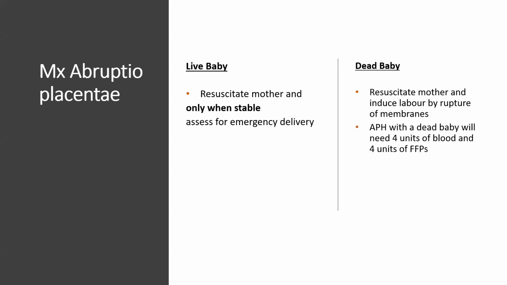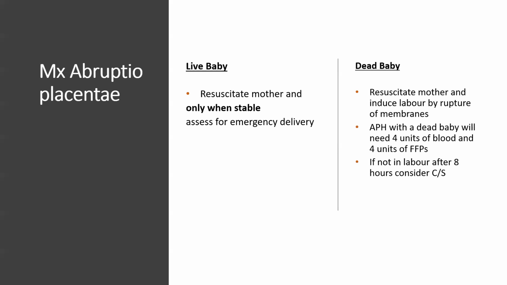Induce labor by rupturing membranes, order 4 units of blood, 4 FFPs. And the main thing here is that you must give these 4 units of blood and FFPs before this mom delivers, because you want to optimize the mom. You know the mom is going to have postpartum hemorrhage. So you don't want the mom to have postpartum hemorrhage in the background of an unresuscitated mother. So you give the blood as fast as you can.